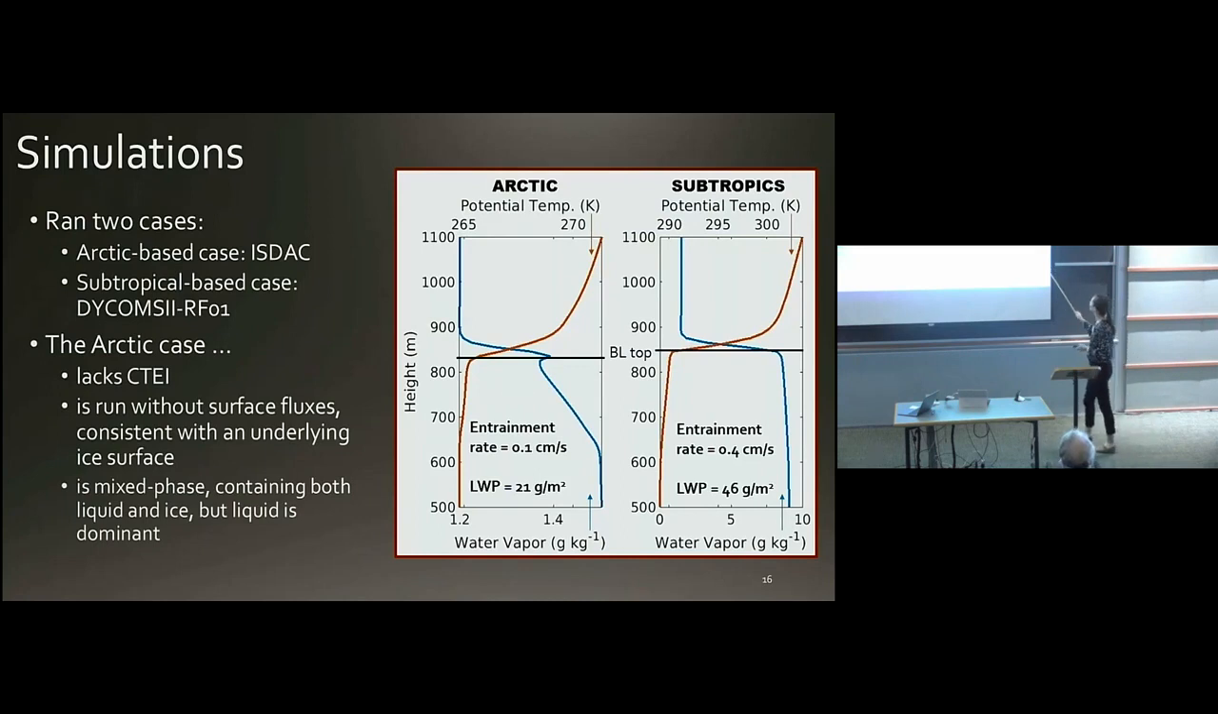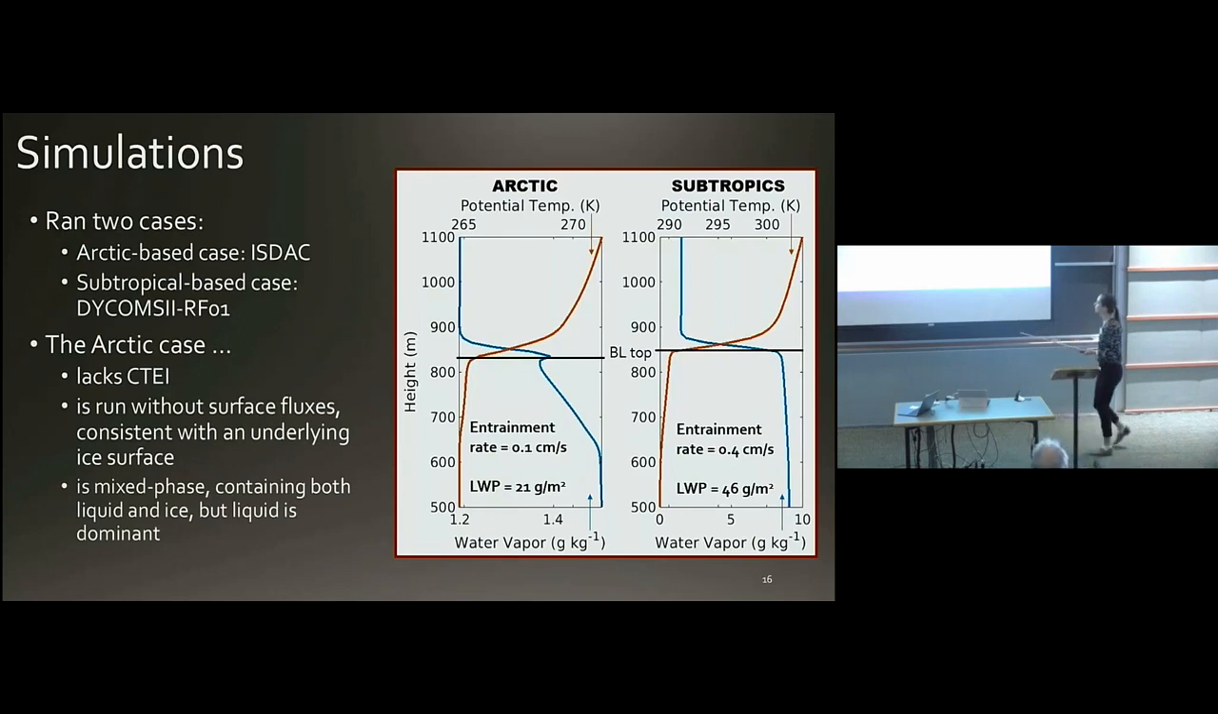Here are just profiles of the potential temperature and the water vapor. Here you can clearly see where the boundary layer top is. But I'm going to move far away now from the subtropics, and my second case comes from the Arctic, based on this field campaign called ISDAC. And here are the similar profiles from the Arctic case. There are a lot of differences between these two cases. Most obviously, of course, the Arctic is a lot colder. There's a lot less water vapor up there. Because it's colder, you're typically going to have clouds with less liquid in them for that reason alone. But there are a number of other differences between these two cases.